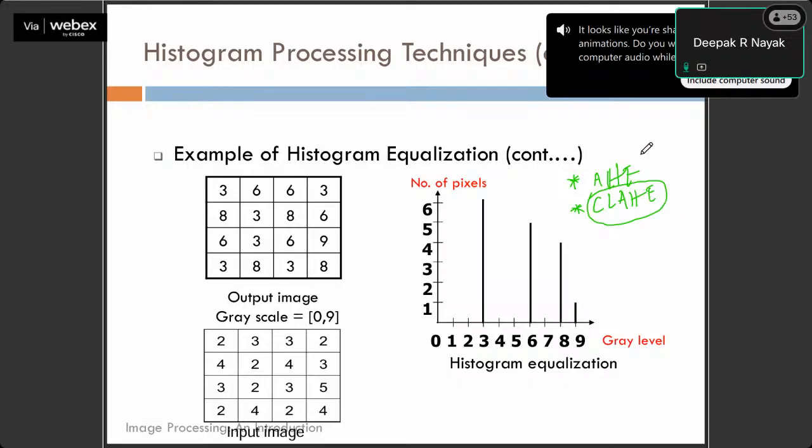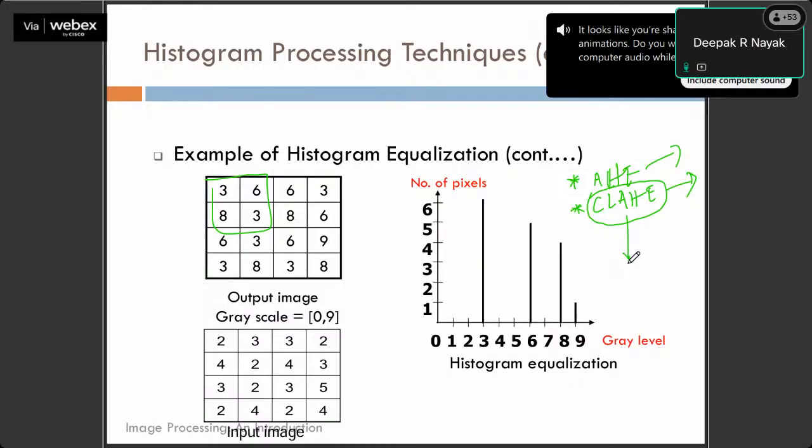AHE is adaptive histogram equalization, where you are not looking at the whole image, rather you'll be looking at some part of the image, let's say some blocks of the image, and then you apply histogram equalization in that block, and you have to repeat the procedure. CLAHE is something very interesting. If you want, you can go through these research papers or these techniques. CLAHE is contrast limited adaptive histogram equalization.